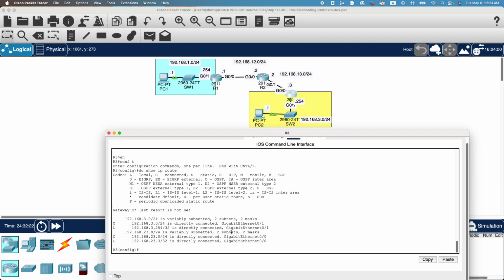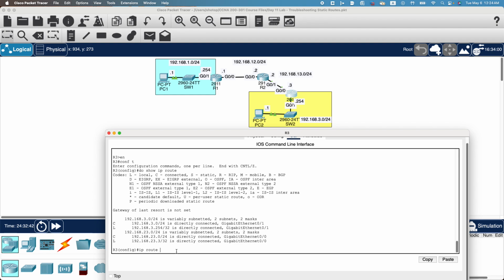Now 192.168.23.0/24 via its 0/0. I don't see that. So I think in this case, I will need to set up a static route. All right.